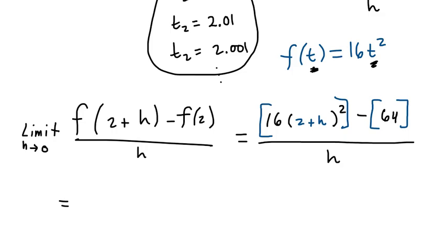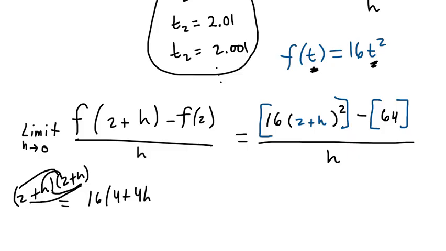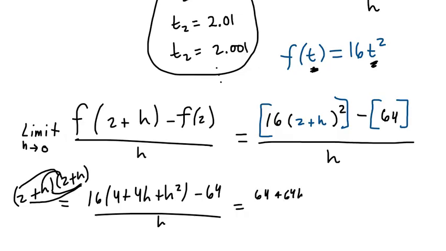And so if we work this out, we'll expand 2 plus h. If you need to, you can do some side work on the 2 plus h quantity squared. So you would FOIL this out. You would say 2 times 2 plus 2 times h plus another h times 2. Expand that out. And so we'd have 16 times 4 plus 4h plus h squared, minus 64, all over h. And if you distribute that 16, we're going to get 64 plus 64h plus 16h squared minus 64, all over h.